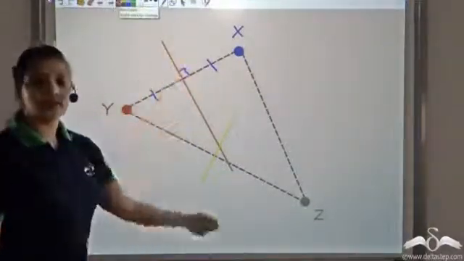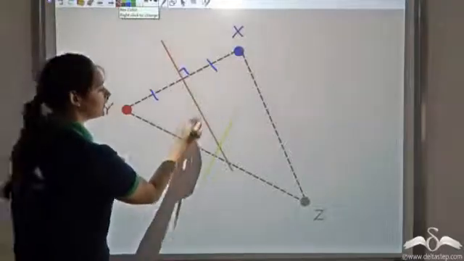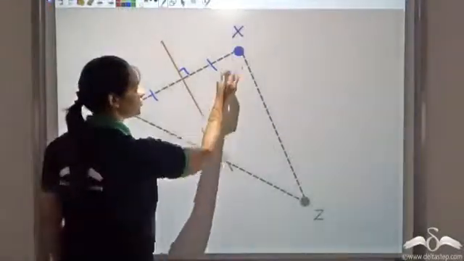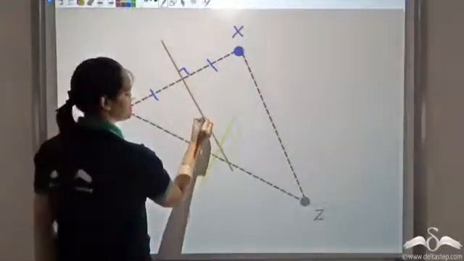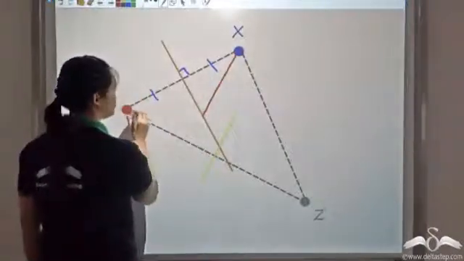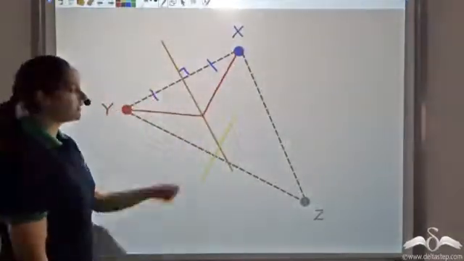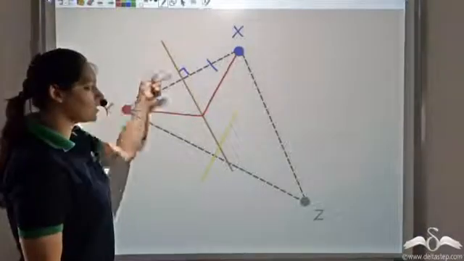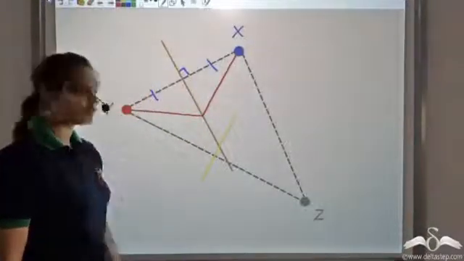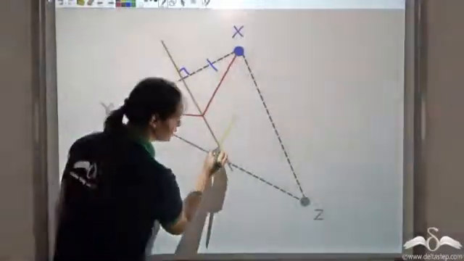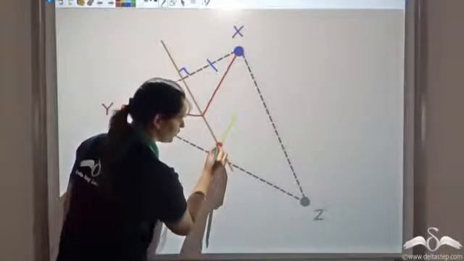Now any point on this line would give me equal distance from both Y and X. So this distance would be equal to this distance. And that holds true for any point that is on this line. Now let's look at this point.